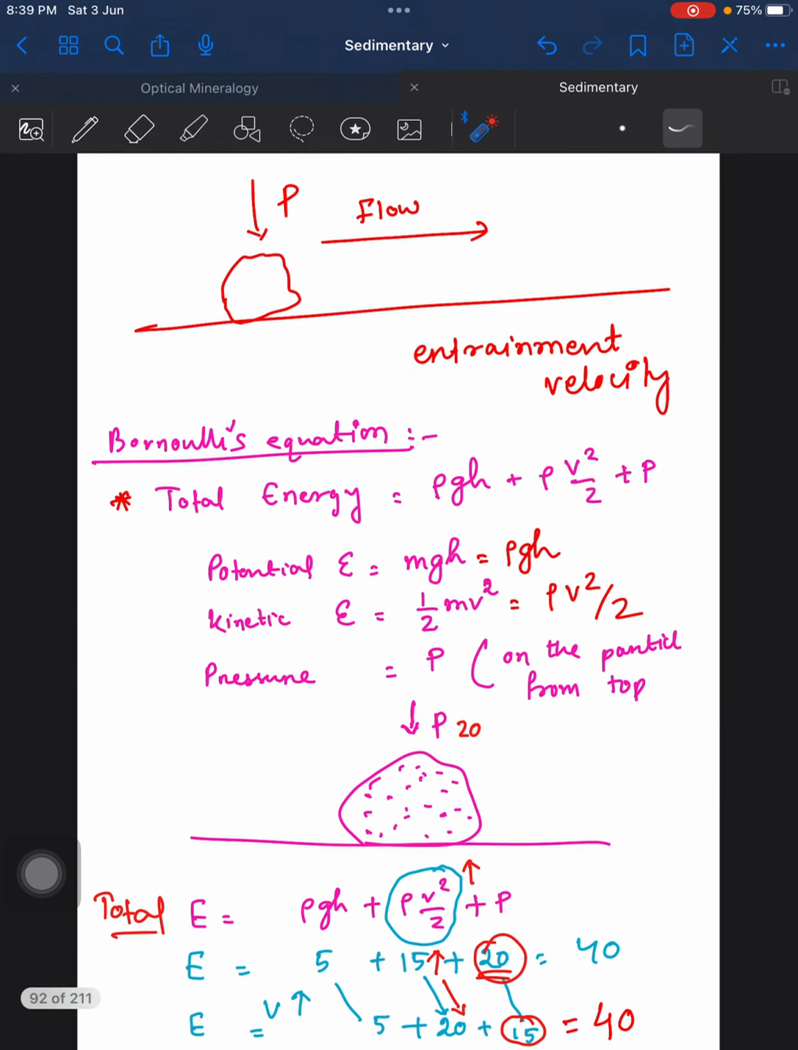Okay, so this is the thing that Bernoulli's equation explains or tells us about the entrainment velocity. A grain that was at rest, and we are trying to lift that grain. Then Bernoulli's equation will help us. It is on this Bernoulli's equation that aeroplanes fly. You may search some videos on YouTube and you can easily understand how the aeroplane is flying. So this is the thing.